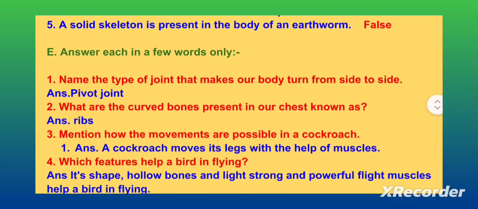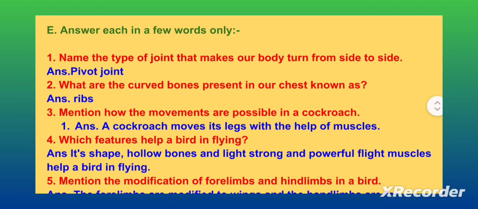Answer in few words. Name the type of joint that makes our body turn from side to side. Pivot joint. What are the curved bones present in our chest known as? Ribs. Mention how the movements are possible in a cockroach. A cockroach moves its legs with the help of muscles.